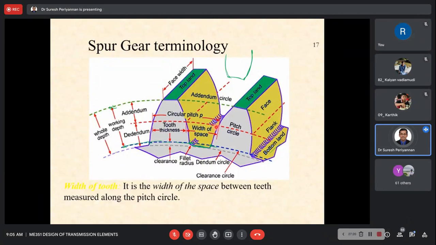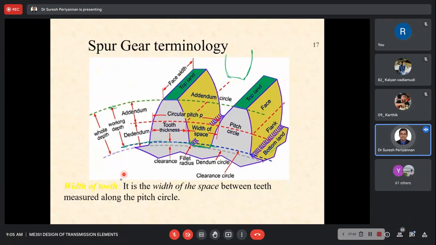Now, tooth thickness. Each tooth thickness we are measuring corresponding to the pitch circle of each tooth. Each tooth is going to be the same width only. We are measuring at the pitch circle of the teeth.